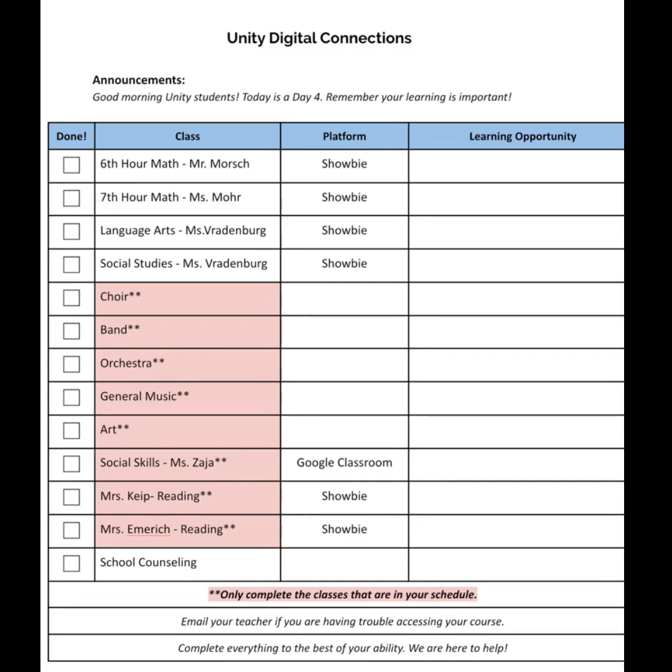For choir, band, orchestra, and general music, there'll be some specific directions on where to find things. Then you just go to those, and you're on your own for looking at the directions there and accomplishing those tasks. Art, same thing. And if you have Ms. Zaya or Mrs. Kipe or Mrs. Emmerich, same thing. You follow the directions going to either their Google Classroom or their Shobi site.